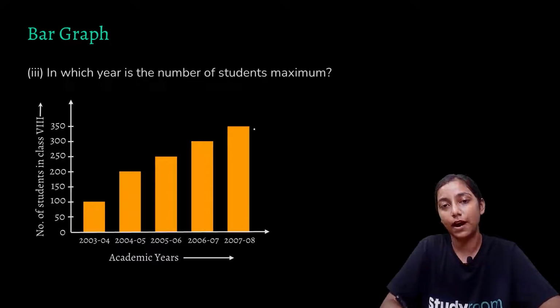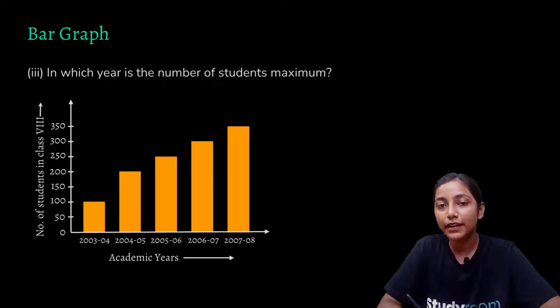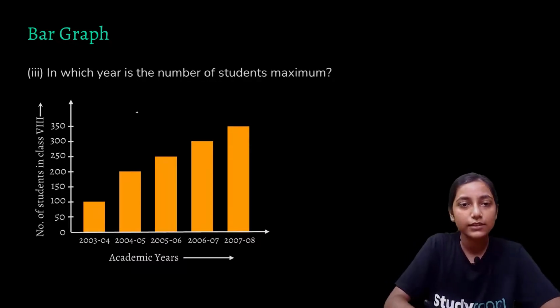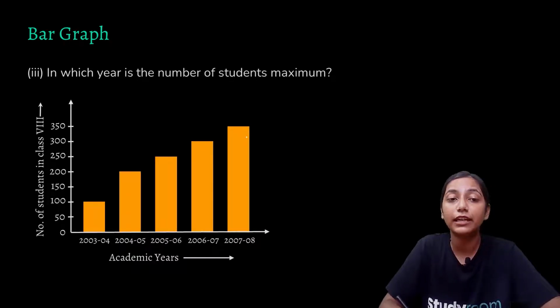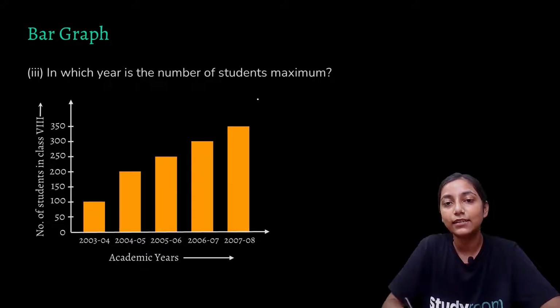You can see that the 2007-2008 bar has the maximum height, and it represents how many students? It represents 350 total students in class 8. So we can say that this 2007-2008 bar shows the maximum number of students. So which is that year? 2007 to 2008 academic year.